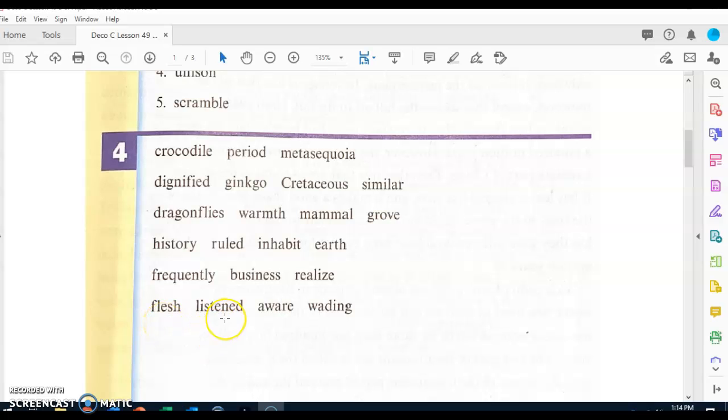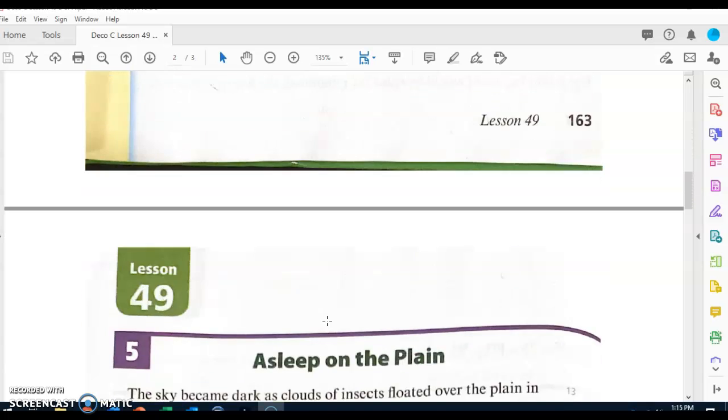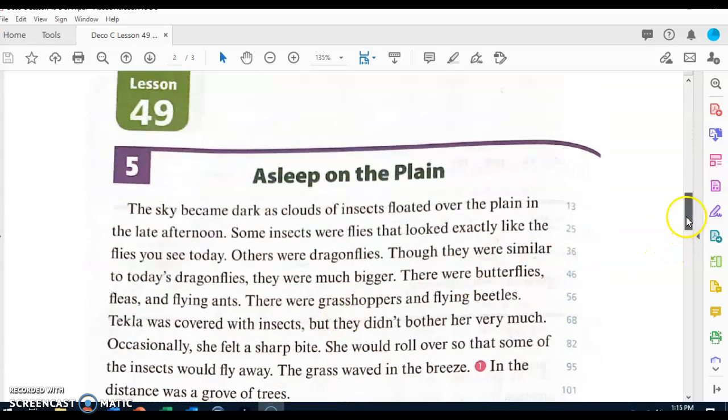Next word. What word? Flesh. Next word. What word? Listened. Next word. What word? Aware. Next word. What word? Waiting. Let's go ahead and continue with part 5. Let's go ahead and follow along.